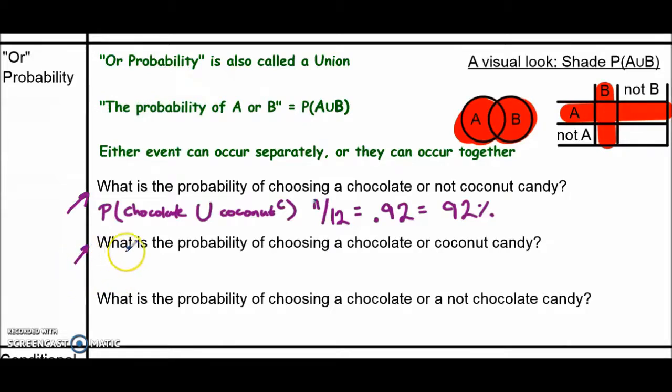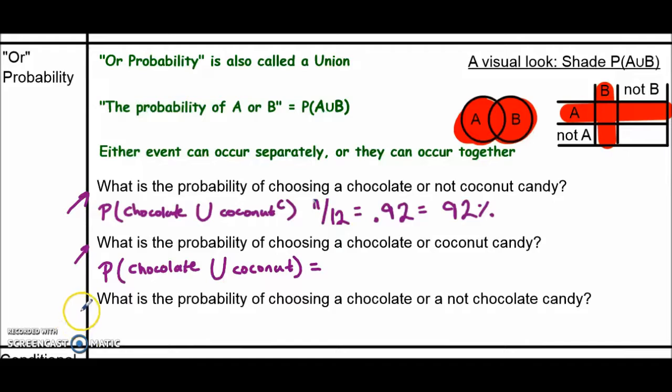Now, try the second example here. What is the probability of choosing a chocolate or coconut candy? Again, start your response with the probability of chocolate, or, that's a union, coconut, equals, and then write down the fraction, the decimal, and the percent. Pause the video here and give it a try.